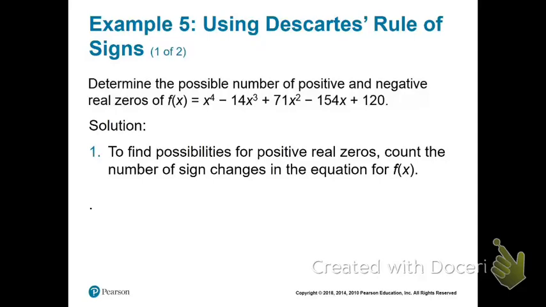Alright, so example 5 says determine the possible number of positive and negative real zeros of that polynomial. And so let's find the number of positive, which is what step 1 is there. Okay? So we're going to count the number of sign changes of the equation of f of x. So f of x is what they gave me.